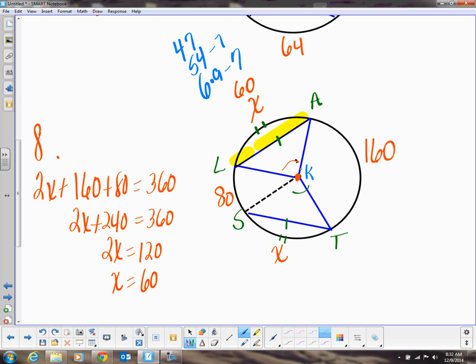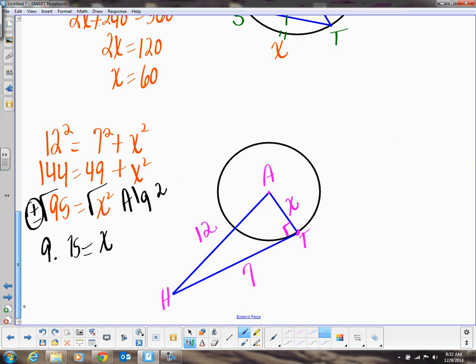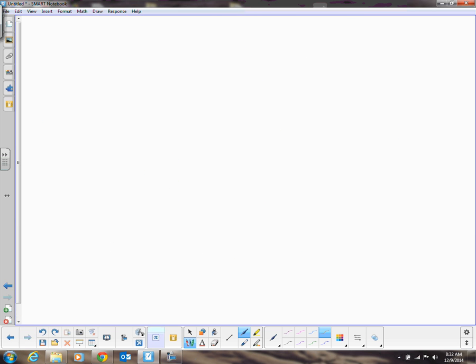All right, now we're going to go to the angle chaser worksheet. Wait, I'm sorry. What did they ask for again on this? Angle LKA. All right, I haven't drawn this picture. All right, Lucas, thank you.